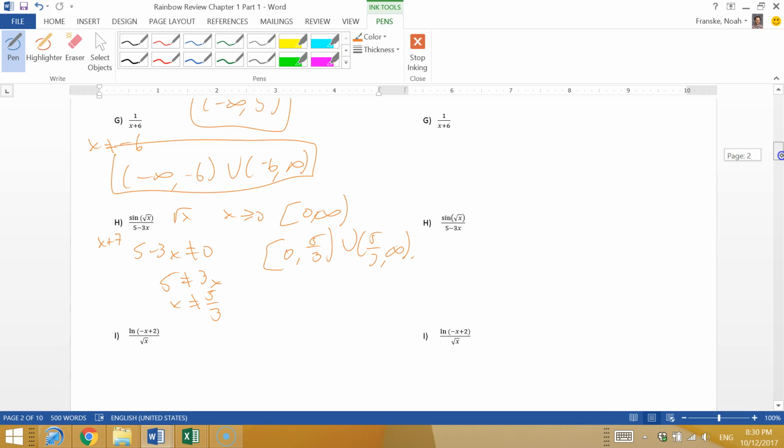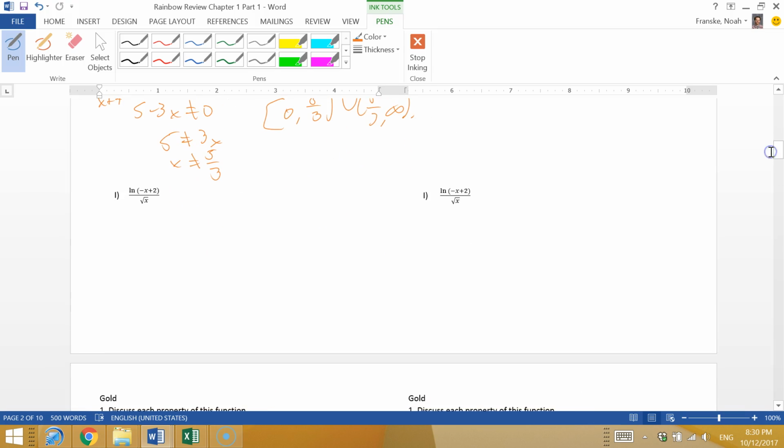So let's take a look at this last one here. We got natural log of negative x plus 2 over root x. So for natural log of negative x plus 2, I need negative x plus 2 to be greater than 0. So let's add x to both sides. 2 greater than x. So that gives us x is less than 2. So negative infinity up to 2, but not including it. And then we have an issue here. So for root x, I know x must be greater than or equal to 0. So that'd be bracket 0 infinity.